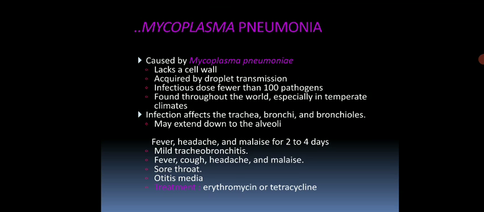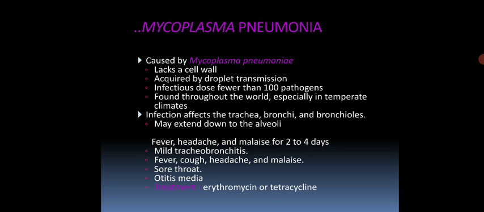Mycoplasma pneumonia is caused by Mycoplasma pneumoniae, which lacks a cell wall and is acquired by droplet transmission. The infectious dose is fewer than 100 pathogens, and it is found throughout the world, especially in temperate climates. Infection may affect the trachea, bronchi and bronchioles, and may extend down to the alveoli.